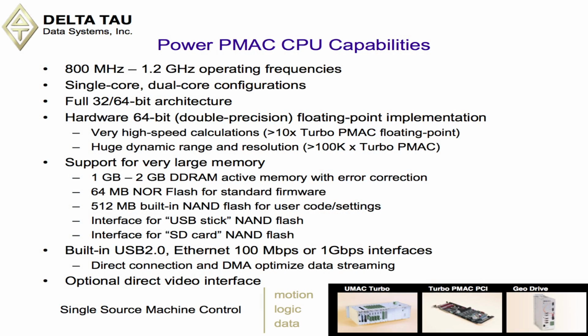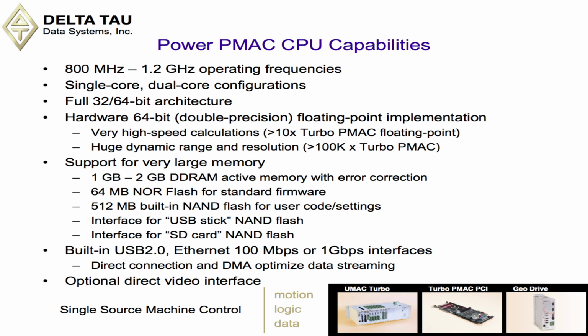For the Power PMAC CPU, we've been using the PowerPC family of processors, although it's also amenable to being compiled on others like ARM or x86. We have both single core and dual core configurations. The full 32-bit short word, 64-bit long word architecture. If you've used the older PMACs, those are 24-bit short word, 48-bit long word. This gives increased resolution and range.